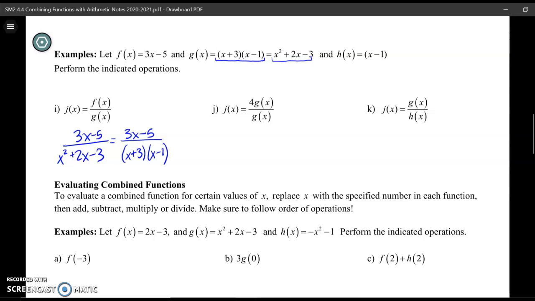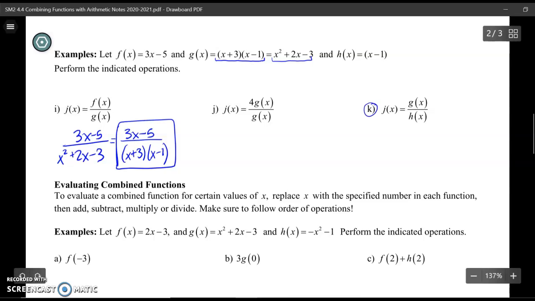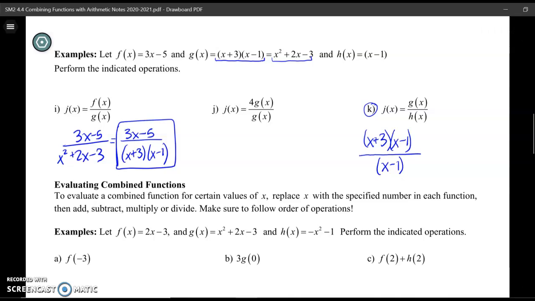Okay. Now I'm going to show you why writing it in this second way, the unmultiplied way, is better by looking at k together. So k is g of x over h of x. Again, I'm going to use the unmultiplied form, x plus 3 times x minus 1, all over h of x. And h of x is x minus 1. And this is why it's nice to have them written out before they're multiplied. I have an x minus 1 on the top and the bottom, so I can cancel them out.